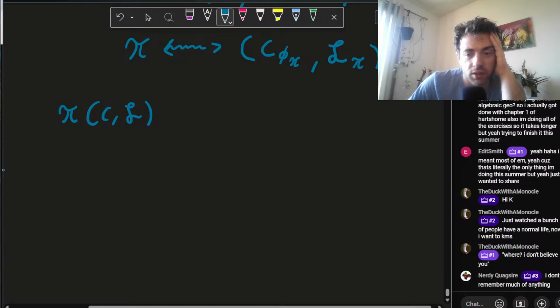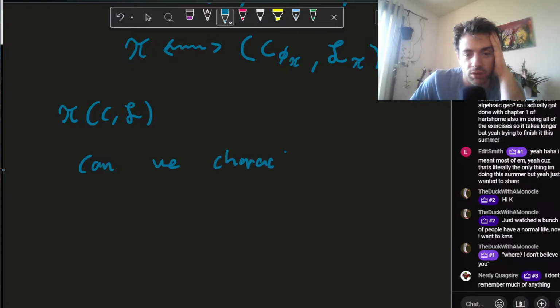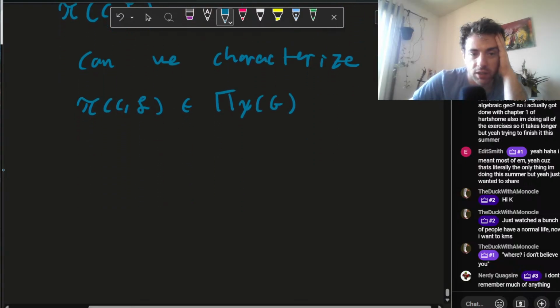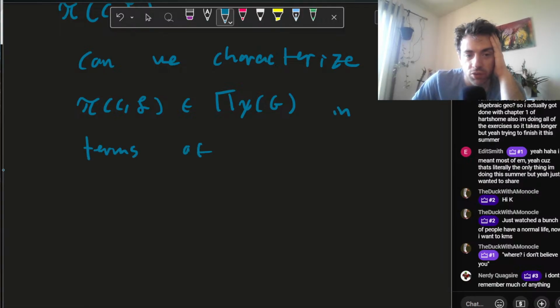And we might then try and ask the following: can we characterize, and again, this is silly because I haven't even told you the definition of Arthur packets, but can we characterize those representations which appear in some given Arthur packet in terms of the geometry of the pair C and L?